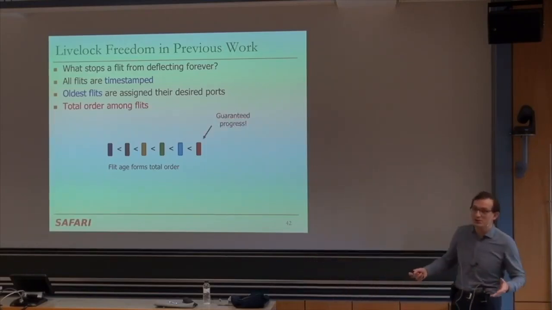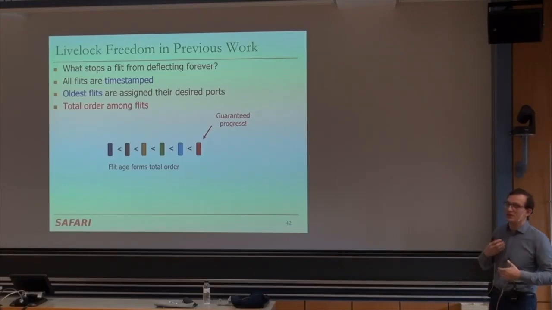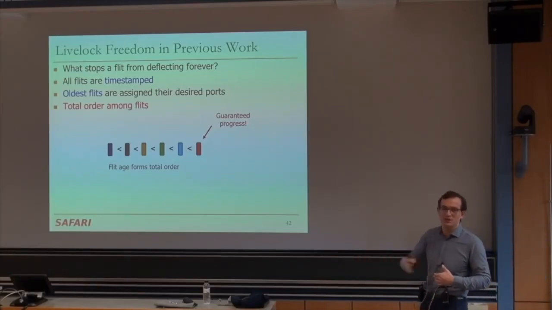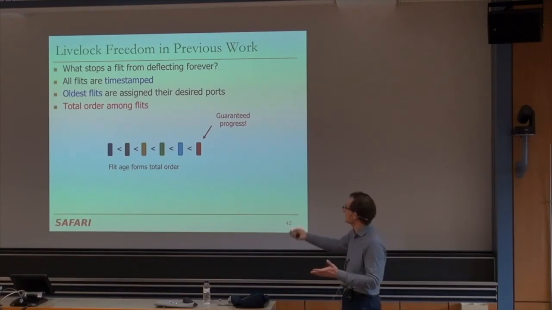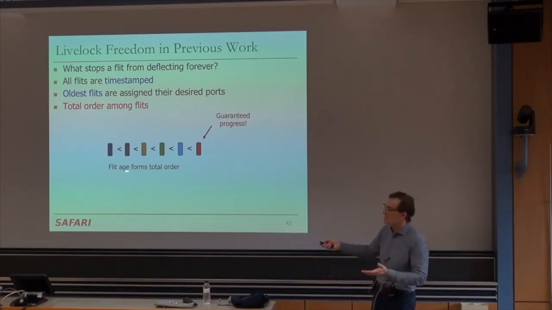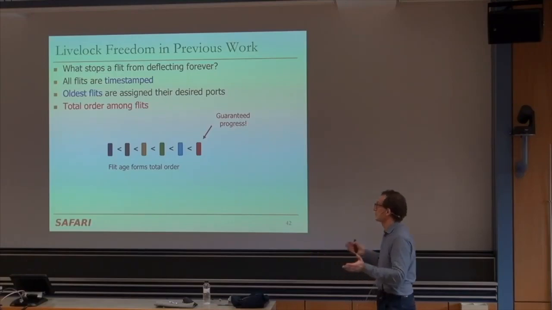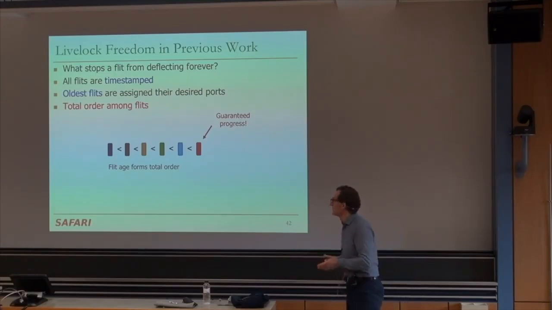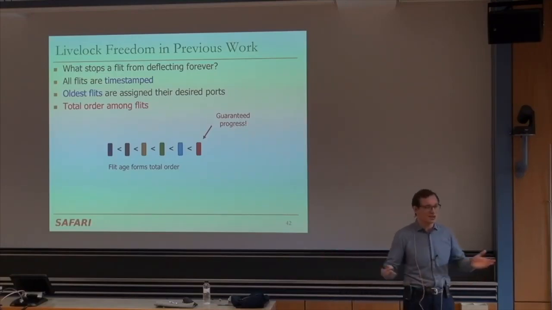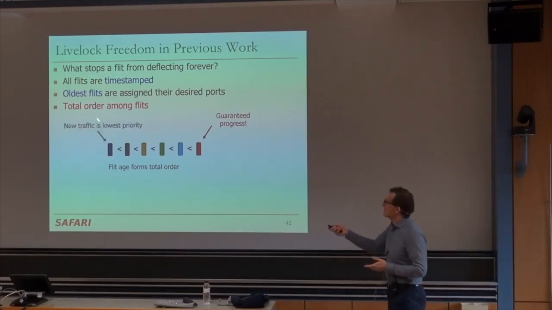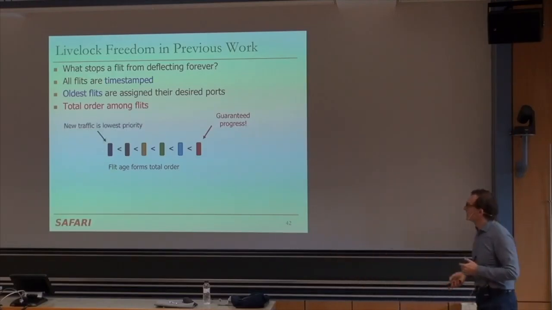The oldest flit always has guaranteed progress, and at some point it gets out of the network. Then the next one becomes the oldest, so it's guaranteed progress, if it hasn't reached its destination, basically. Some of them may reach their destination without being the oldest, right? Actually, most flits do that. They don't become the oldest before they reach the destination. It depends on the congestion patterns in the network. So new traffic that's injected is clearly lowest priority at that time.